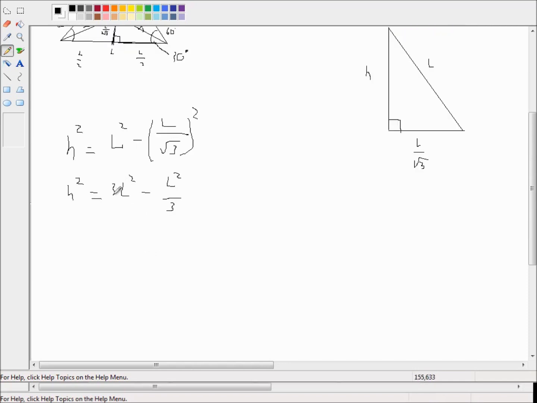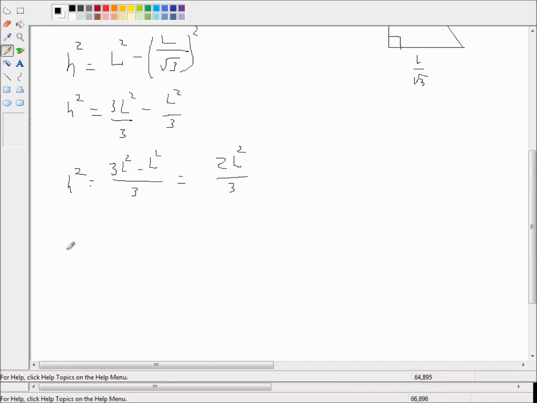So if I times top and bottom by 3, I can make the denominators the same, so I can combine them. So h squared is equal to 3L squared minus L squared all over 3, which is equal to 2L squared over 3. So h is equal to the square root of all that, so that's root 2 times L over root 3.